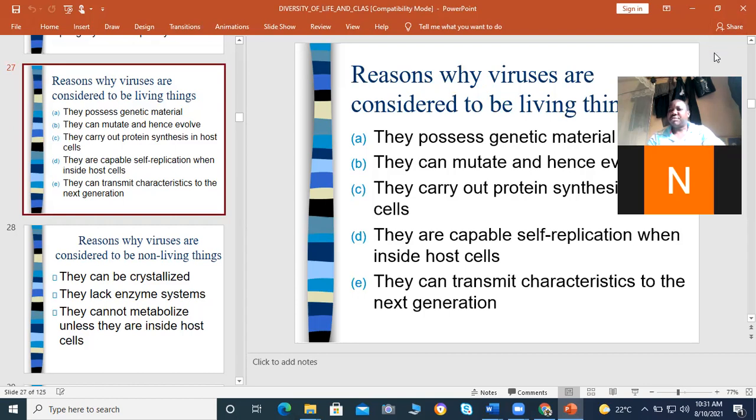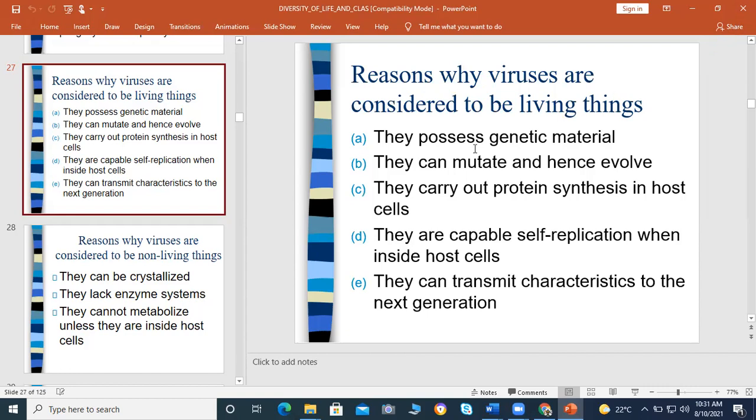One, we consider viruses as living things because they possess genetic materials. We say they either have RNA or DNA. All living things must have genetic materials, although they cannot reproduce on their own. Remember, they require host cells. Number two, viruses can mutate and therefore can evolve. All living things can undergo evolution.